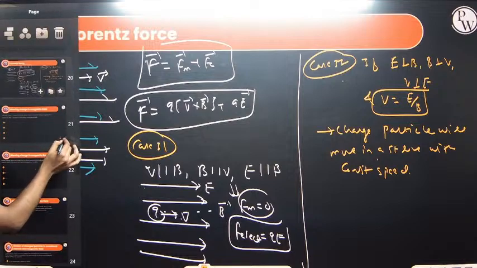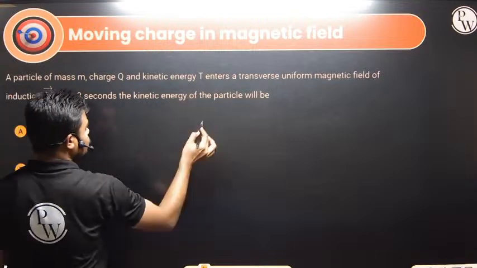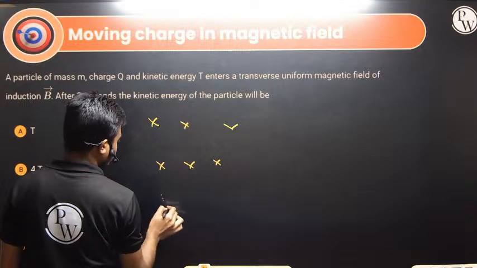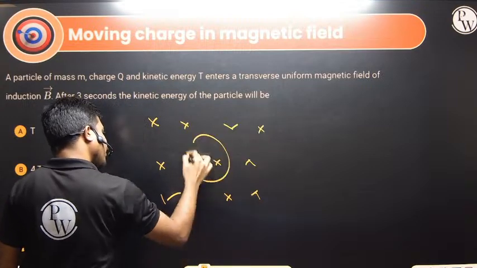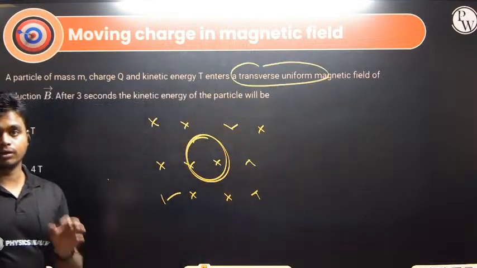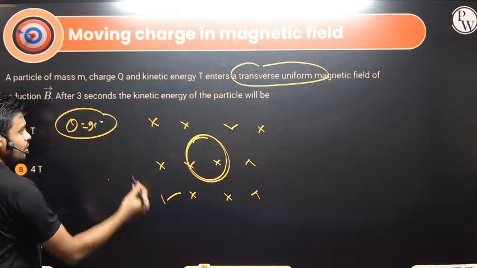So let's see some of the questions from this. A particle of mass m and charge, with kinetic energy T, enters a transverse uniform magnetic field of induction B. After 3 seconds, what will the kinetic energy of the particle be? I told you it is doing uniform circular motion when transverse means perpendicular to the magnetic field. Theta is 90 degrees. So when theta is 90 degrees, it is doing uniform circular motion.